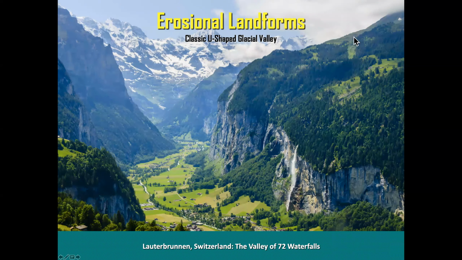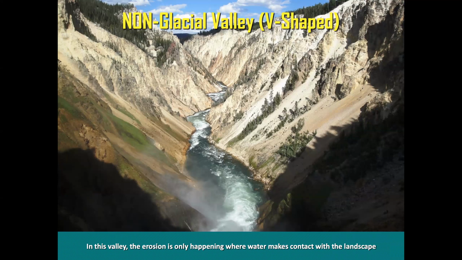Whereas a non-glacial valley, for example, this valley is a V-shaped valley, which means water is the only component doing the erosion. Had this entire valley been occupied by ice, it would have looked like that. Instead, it looks like this.